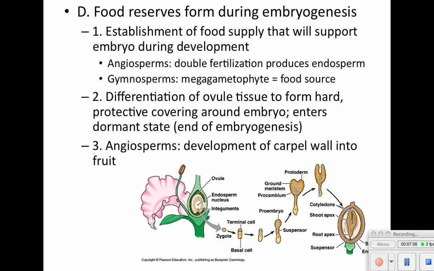Okay, food reserves during embryogenesis. The embryo needs a food supply to help support all the cell divisions going on. Remember, angiosperms undergo double fertilization to produce the endosperm. But gymnosperms have this food source from the megagametophytes. So that's where they get their food source.